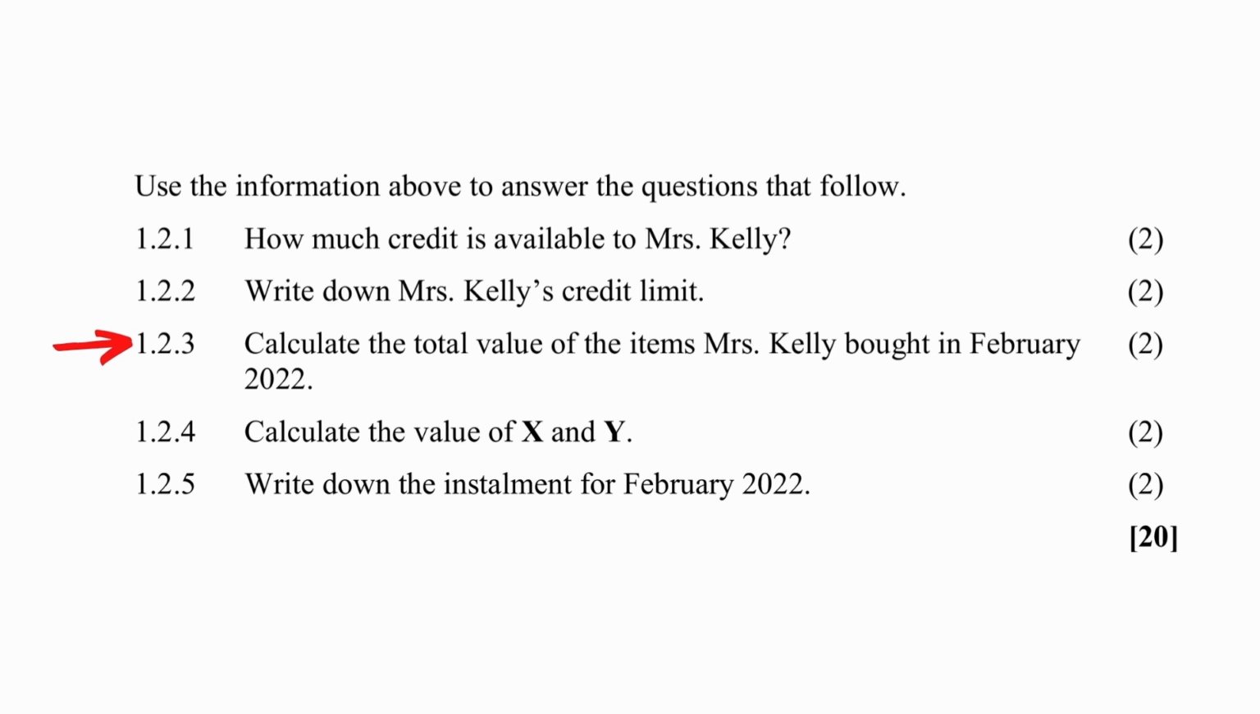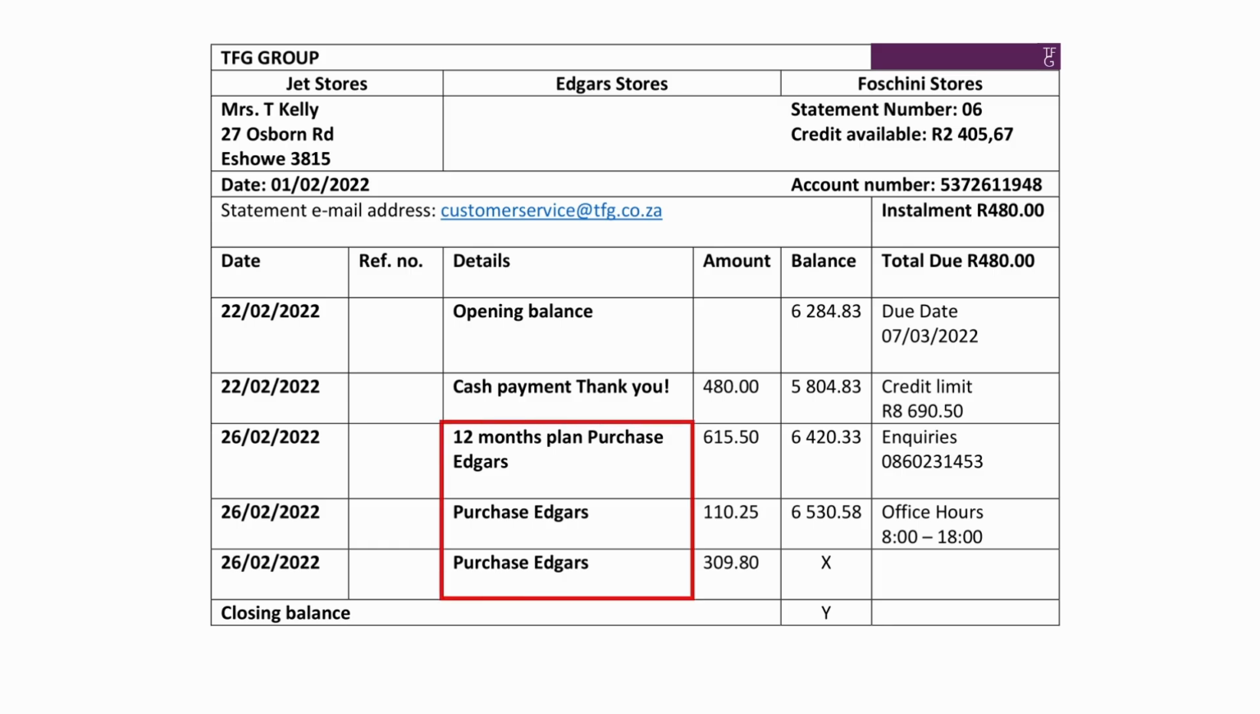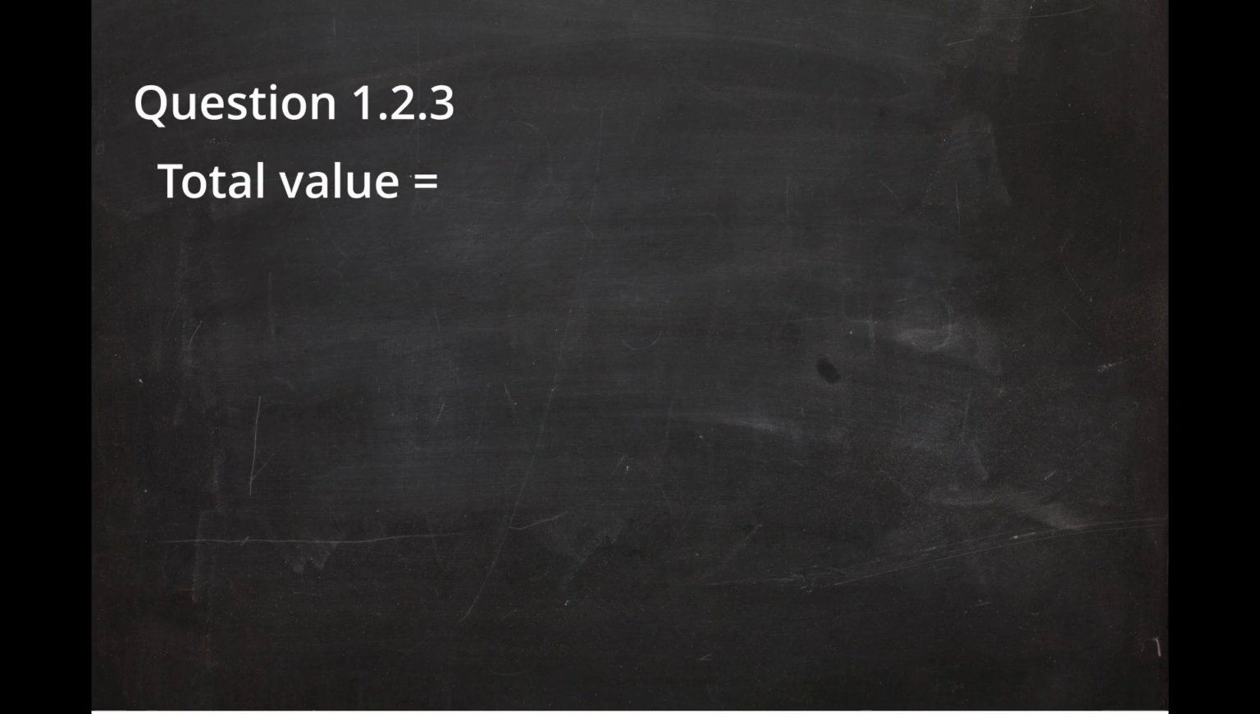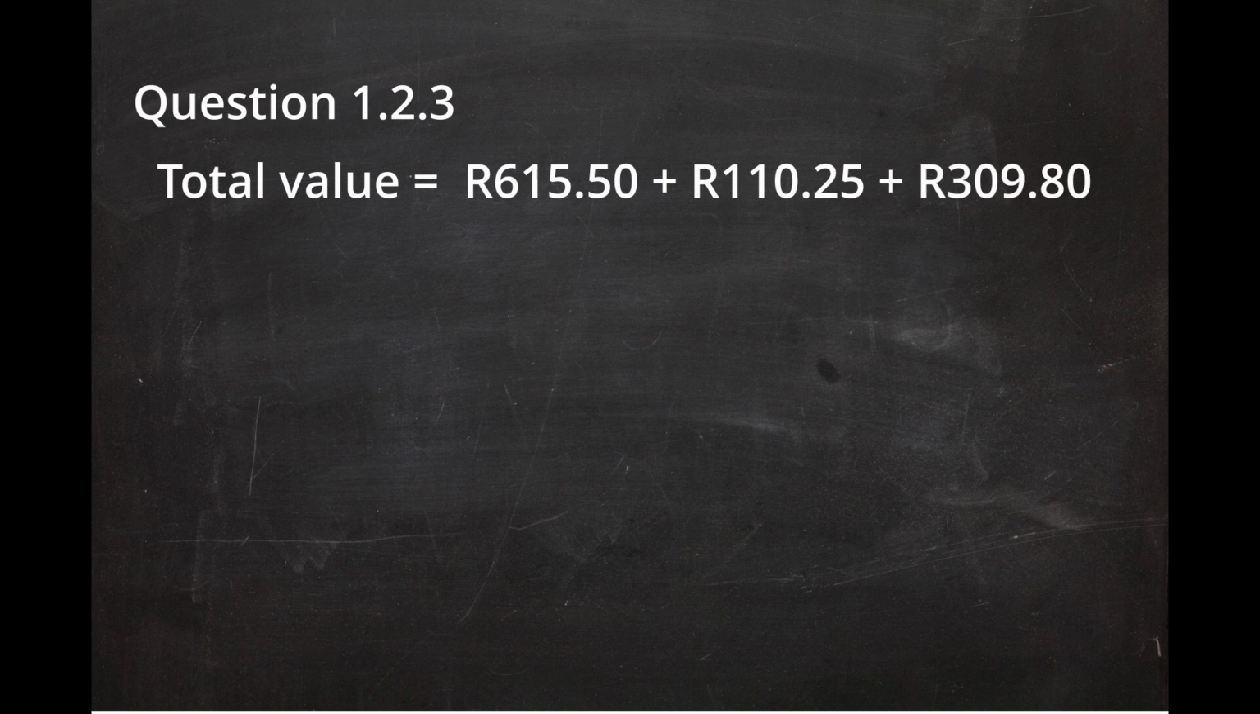In question 1.2.3, you have to calculate the total value of the items Mrs. Kelly bought in February 2022. There are 3 purchases made in February. The sum of the cost of these 3 purchases is 615 Rand 50 cents plus 110 Rand 25 cents plus 309 Rand 80 cents, and this gives you a total value of 1,035 Rand 55 cents.